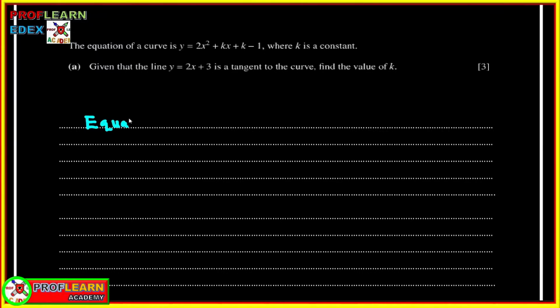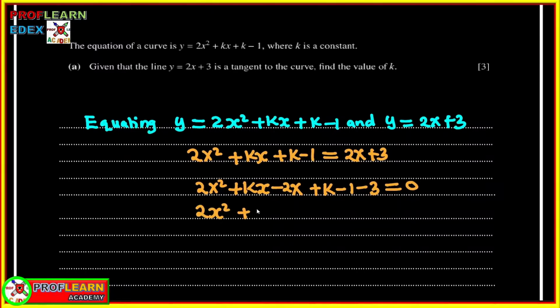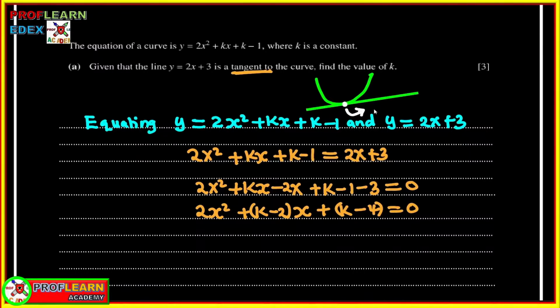So from this equation that we are told y equals to, we need to equate these two equations so that we can find the discriminant. And in this case, if you equate the equations, put the like terms together, and since the line is a tangent to the curve, it means that the discriminant is going to be equal to 0. So since it's touching at one exact point, we are going to have one repeated root.